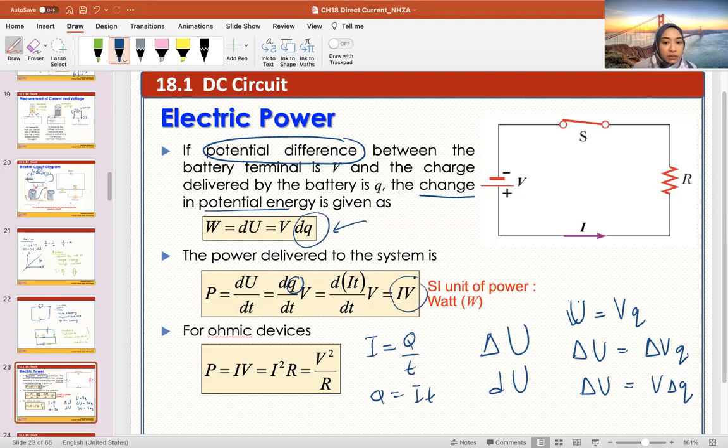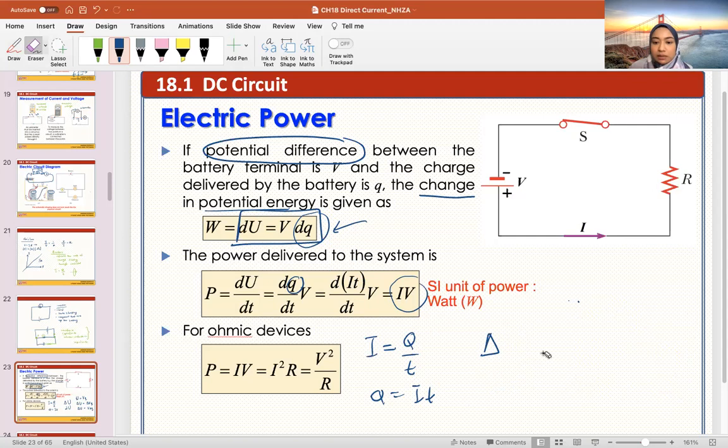Do you have to know how to derive it? No, not really. I'm just telling you how you get the equation. You just need to know that P is equal to IV. Maybe you need to know this one as well. This one we already learned in chapter 17. So yes, you need to know that equation. Chapter 17, right? If you guys still remember.